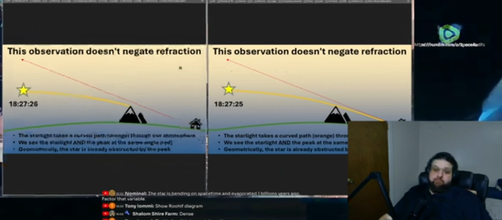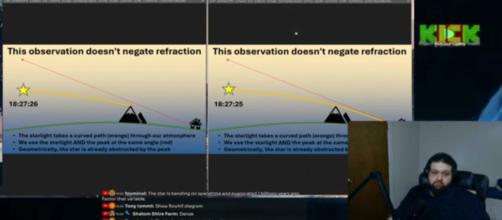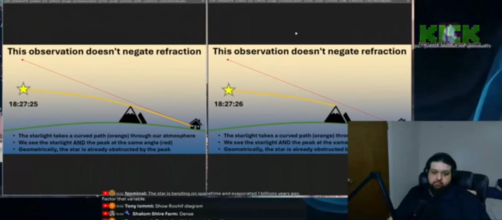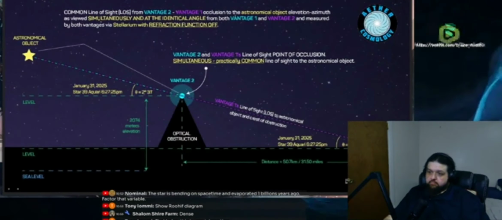Dude, it's really simple. Do you say that the mountain is at 217 and it's blocking the star at 219? How does that work? It's not in front of it. It's not in between you. Look at Ruhif's diagram.